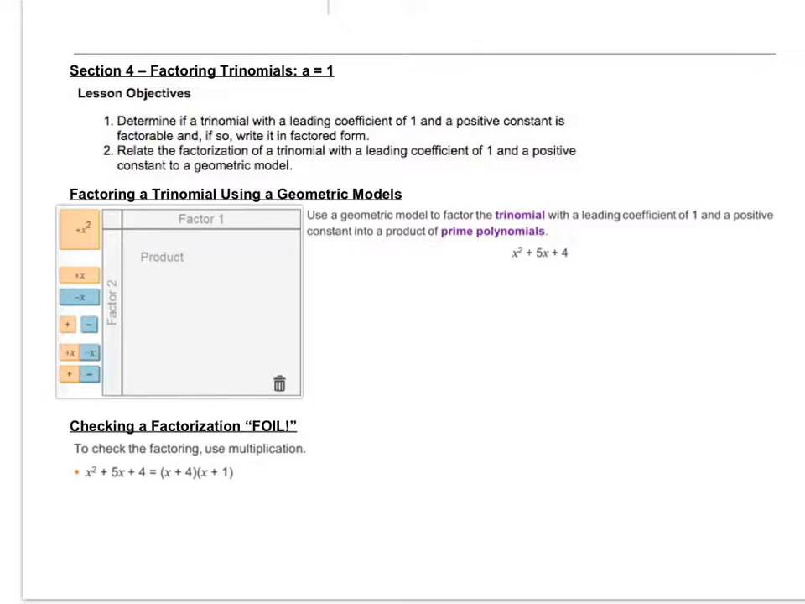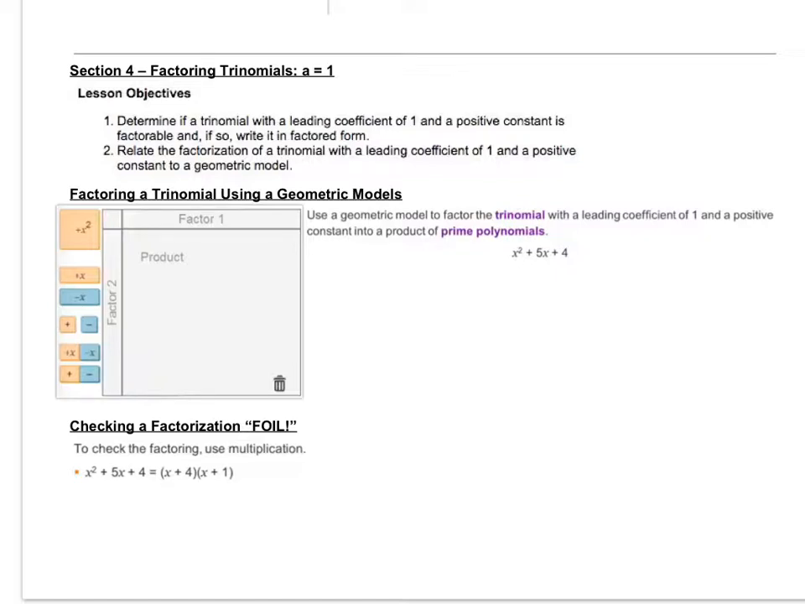And this is a very, very important section, section 4, factoring trinomials when a is equal to 1. What we want to be able to determine today is if a trinomial with a leading coefficient of 1 and a positive constant is factorable, and if so, write it in factored form. We want to relate the factorization of a trinomial with a leading coefficient of 1 and a positive constant to a geometric model. So I'm going to show you guys a geometric model here real quick.